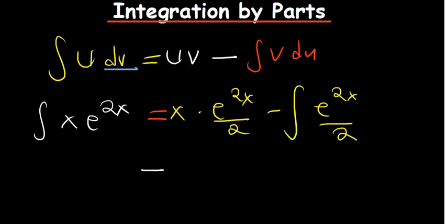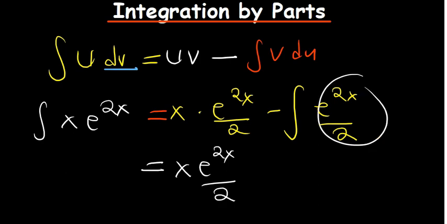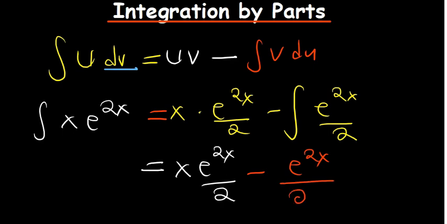So our answer becomes x e^(2x) over 2. Now the integral of an exponential function, I already said you divide by the derivative of a power. So the derivative of 2x is still a 2. So it's going to be minus e to the power 2x. Now we're dividing by another 2. So 2 times 2, which will give us a 4.